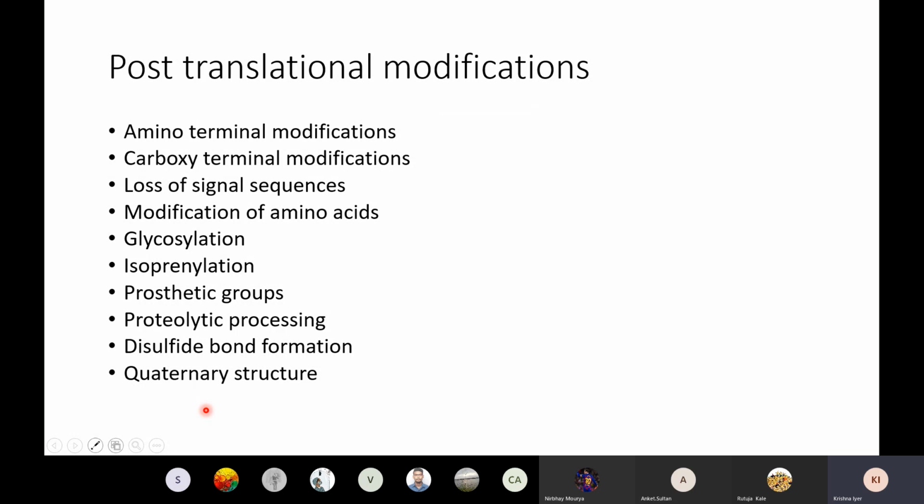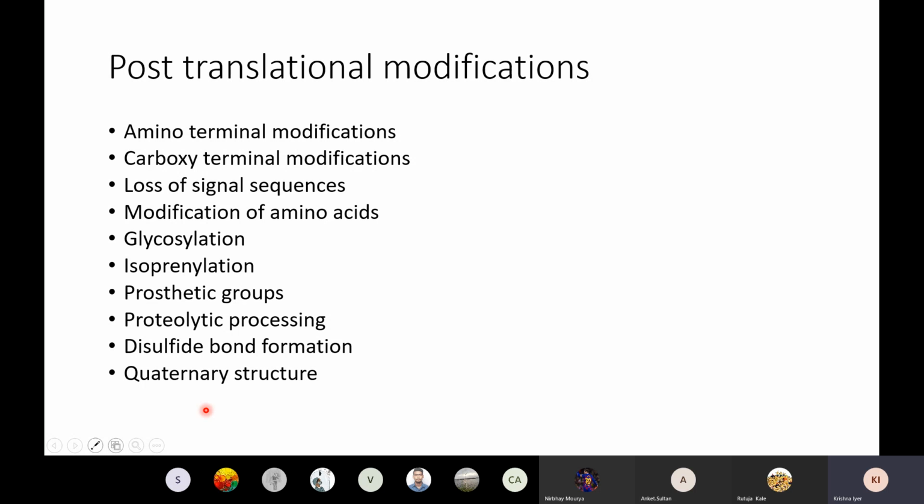There is amino terminal modification, carboxy terminal modification, loss of signal sequences, modification of amino acids, glycosylation, isoprenylation, addition of prosthetic groups, proteolytic processing, disulfide bond formation, and quaternary structure generation. All of these processes, as far as proteins are concerned, take place after the protein is released from the ribosome, and that's why they are collectively referred to as post-translational modifications.